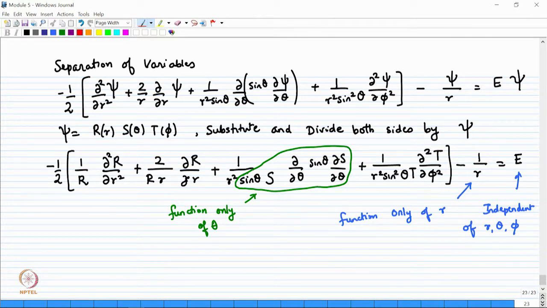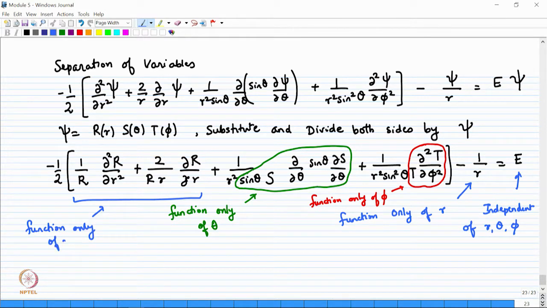Okay. This term is a function only of phi. Okay. So, this is a function only of phi. Okay. So, what you see is that, again, this whole thing is a function only of r. So I think what I want to say is fairly obvious.